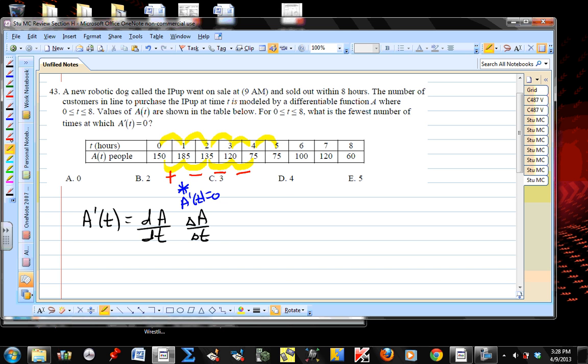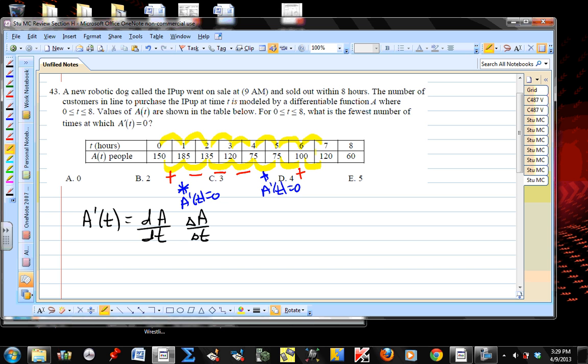From 4 to 5, the number of people changed from 75 to 75. Now, wait a minute. That's neither positive nor negative. This is another time when A prime is 0. From 5 to 6, the change was positive. And you can see we went from a negative eventually to a positive, so there had to be a 0 in between.